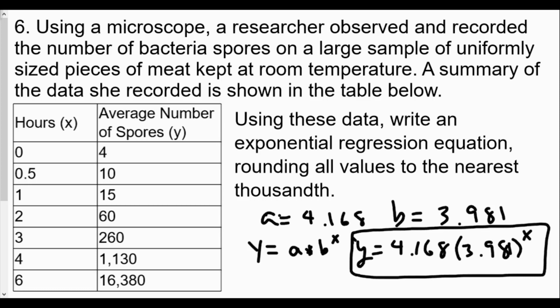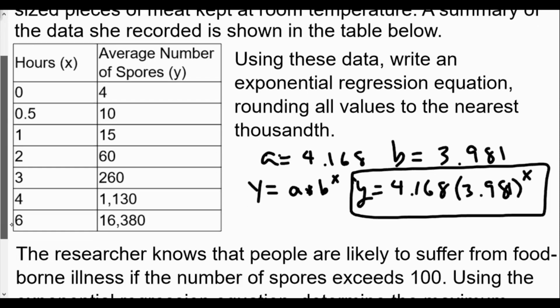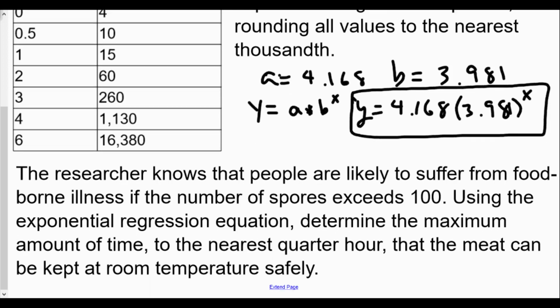Okay? So now you're going, okay, that's no big deal, right? Hopefully we're okay with typing into the calculator, reading information, and even copying down the equation in the form of the exponential function. So we take our information and scroll downwards a little bit, because the next part says, the research shows that people are likely to suffer from foodborne illness if the number of spores exceeds 100. Using the exponential regression equation, determine the maximum amount of time to the nearest quarter hour that the meat can be kept at room temperature safely.